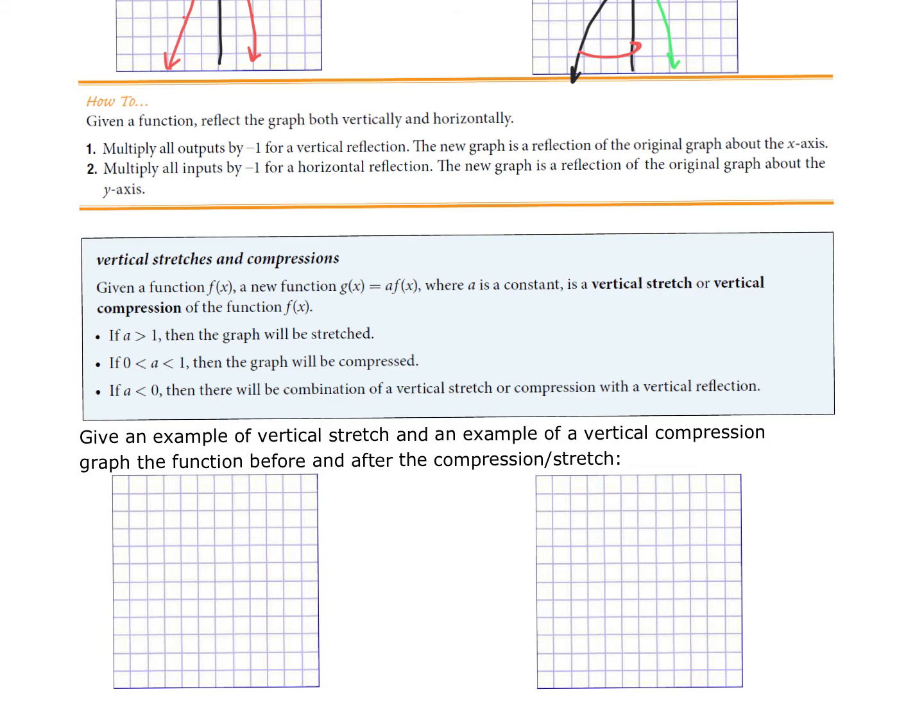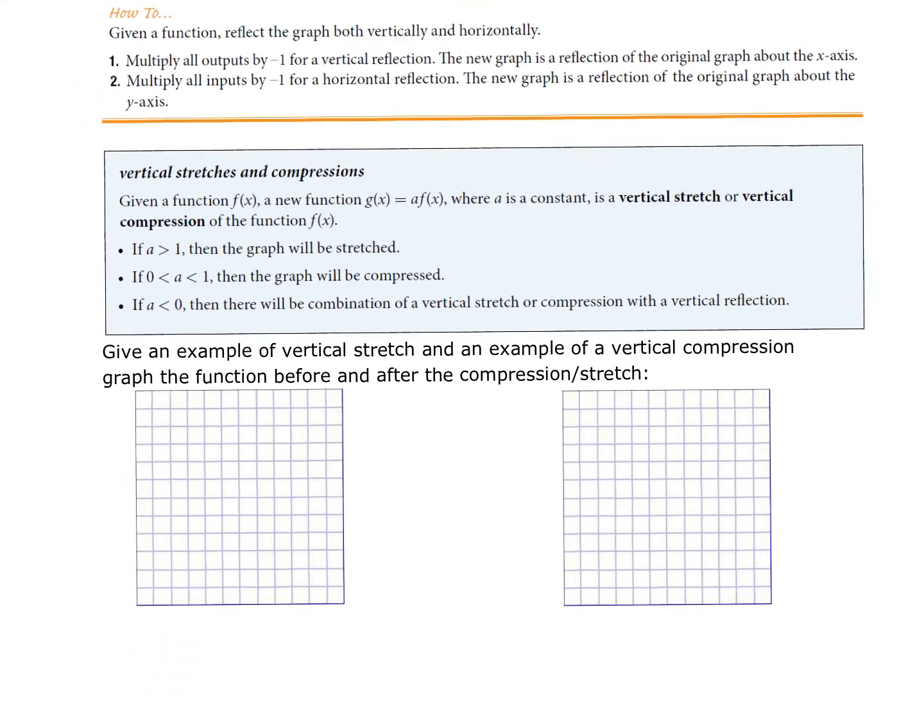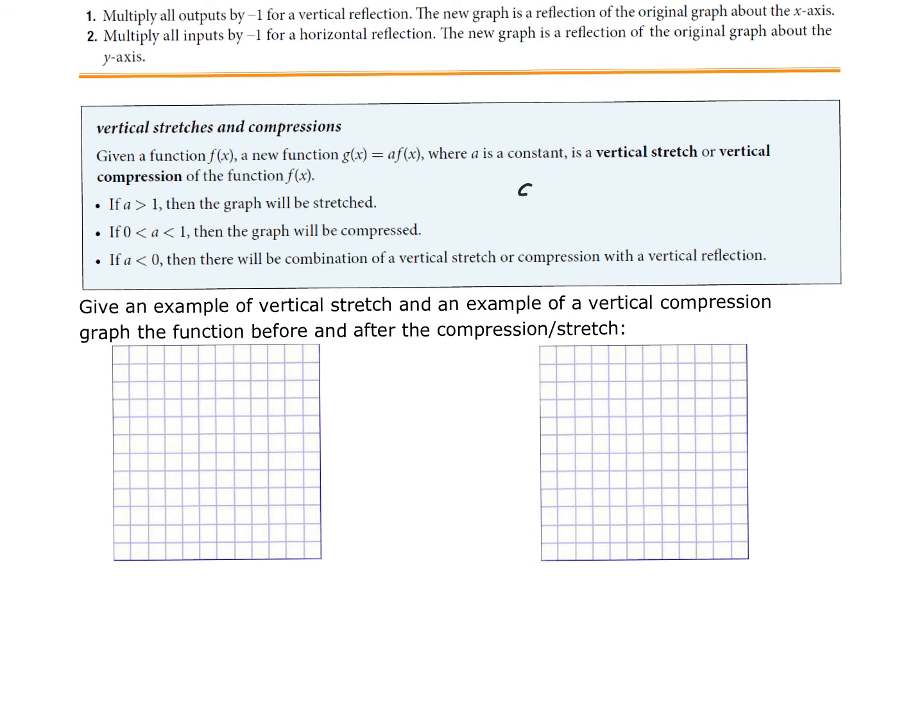The next thing we're going to look at is compressions and stretches. Now, I always use a capital A, so I have g of x equals A times f of x, because that's going to lead us into amplitude when we do trig functions, when it's appropriate. Once again, this is outside of the function, so it's going to affect the vertical, and it's going to do exactly what we expect. So if A is greater than 1, it will be stretched. If A is between 0 and 1, it'll be compressed. And if A is less than 0, then it's going to be a vertical stretch or compression combined with a vertical reflection.